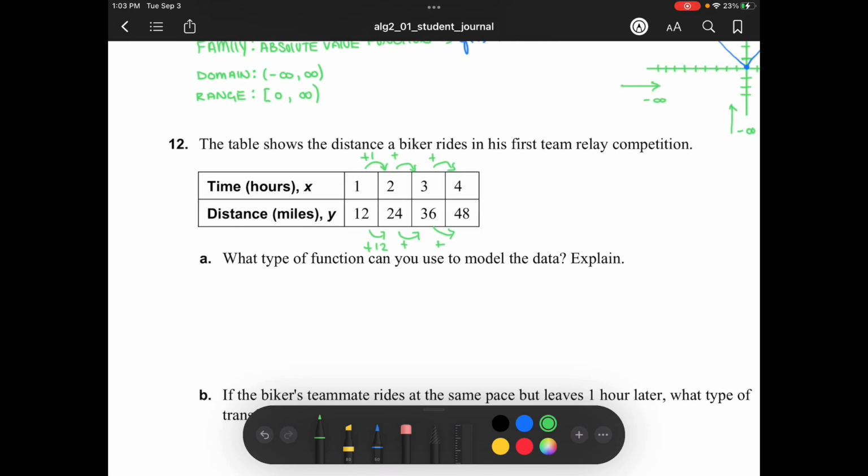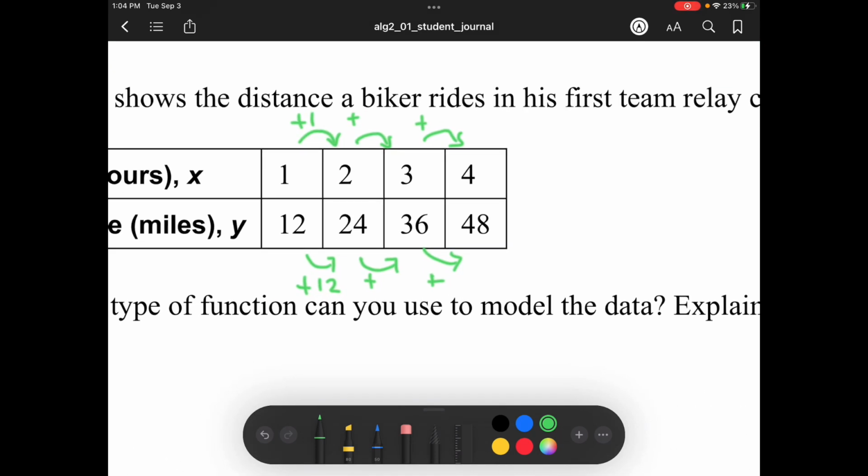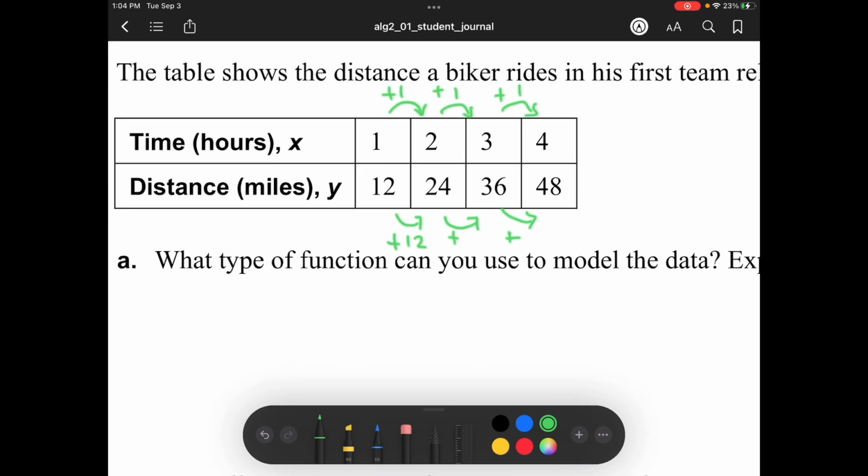This next question says, the table shows the distance a biker rides on his first team relay competition. So we have a nice little table here. And it says for part A, what type of function can you use to model the data? And you can see that I've already added some information in here. I've noticed that my x values increase by 1 each time, and they'll keep adding 1 as we keep going. For our distance, which is represented by y, I notice that there's an increase of 12 each hour.